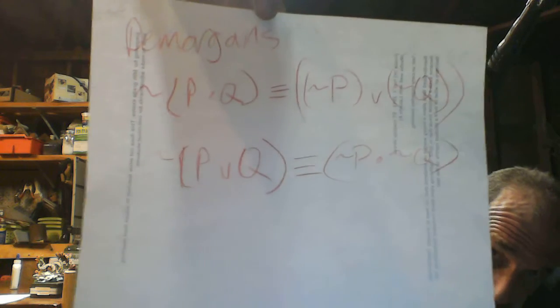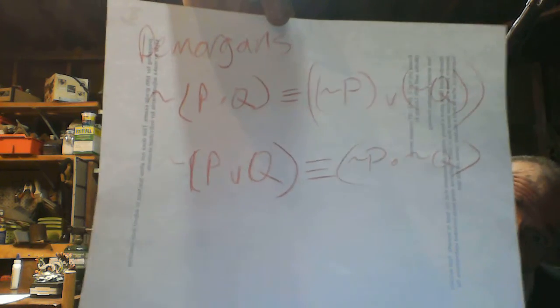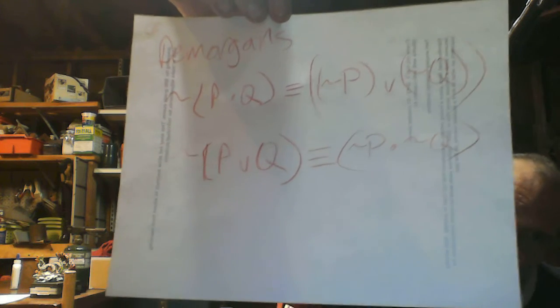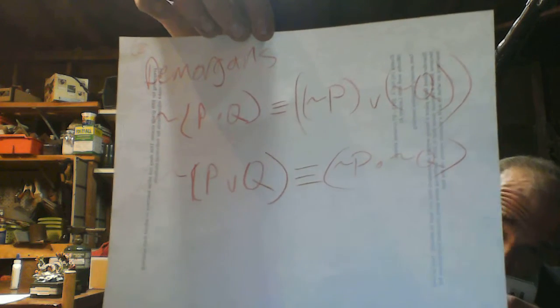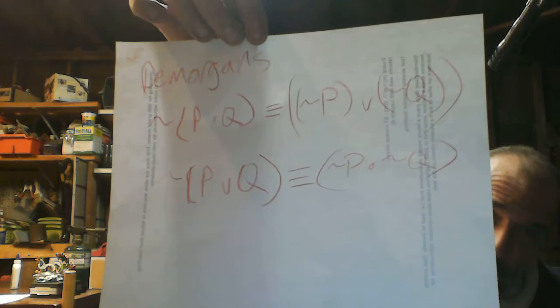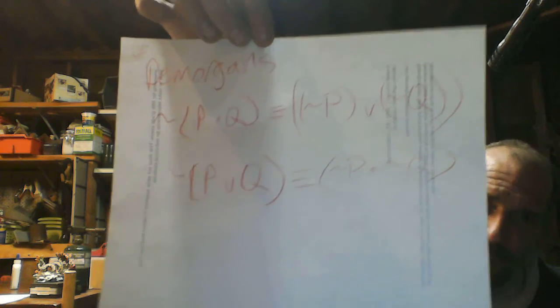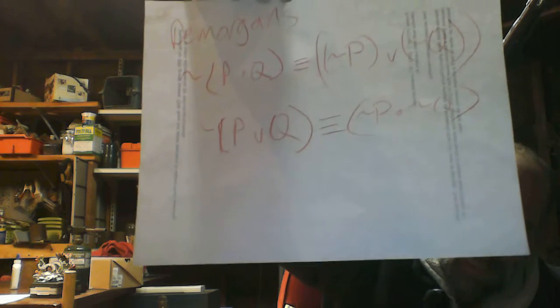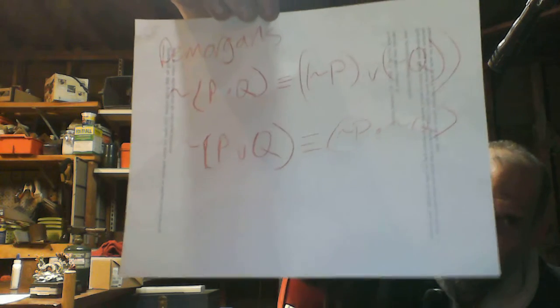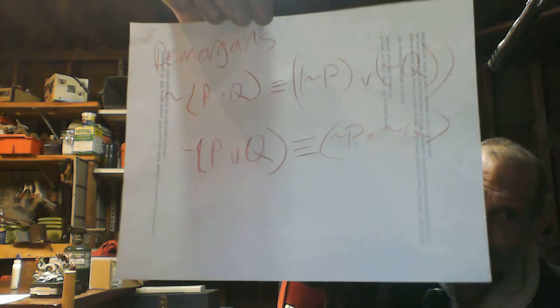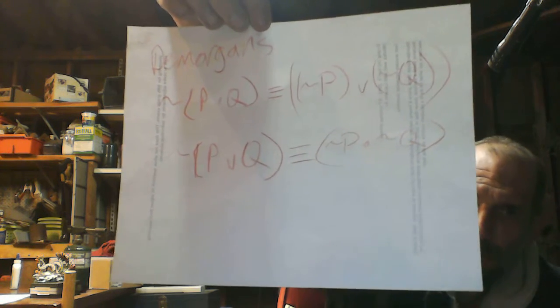Another one is this one here. De Morgan's. De Morgan's tells you when you have the negation of a conjunction, that is an and, it becomes the negation of the antecedent or the negation of the consequent. And if you have the negation of a disjunction, P or Q, it is not the case that P or Q, that becomes the negation of the antecedent and the negation of the consequent.